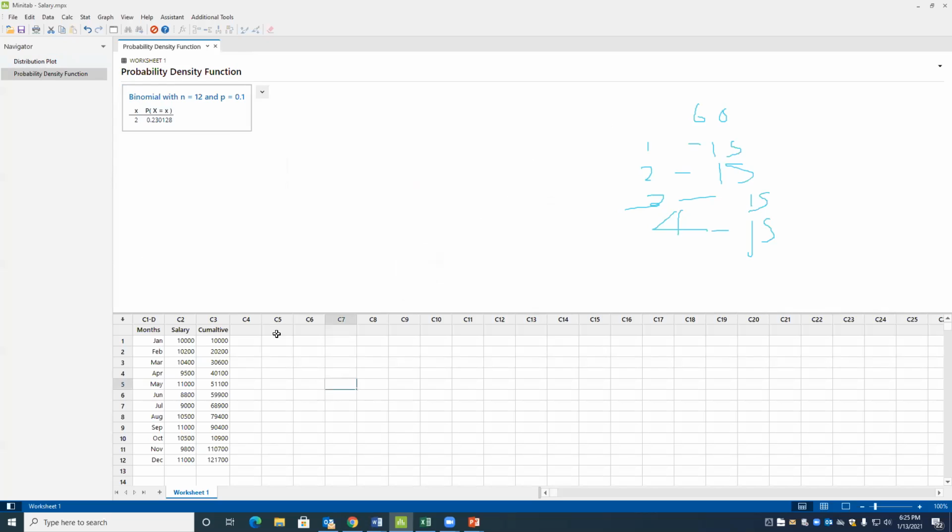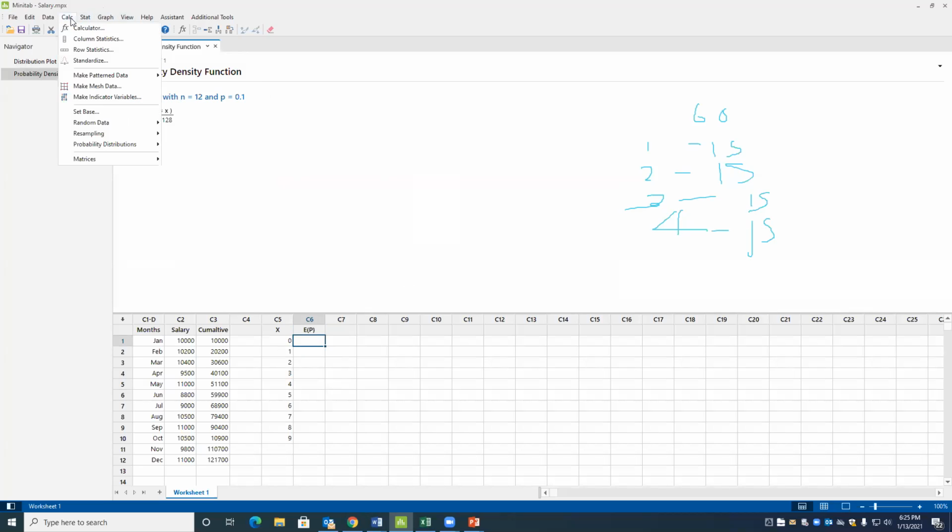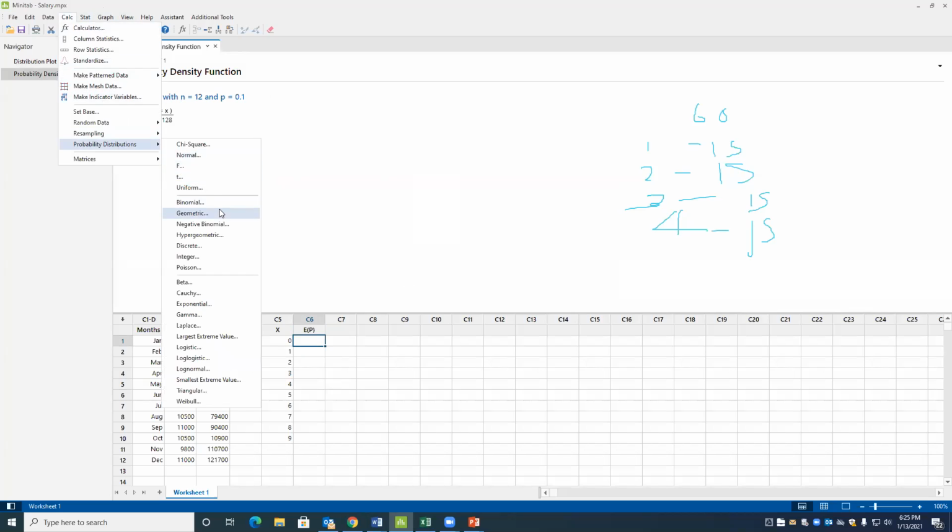Now one more question is here. For example, I just put the event X, and here I put 0, 1, 2, 3, 4, 5, 6, 7, 8, 9, or whatever. And here the event probability, I just put like this, event probability in binomial with 10%. So I just go the same way, Calculate Probability Distribution under Binomial.